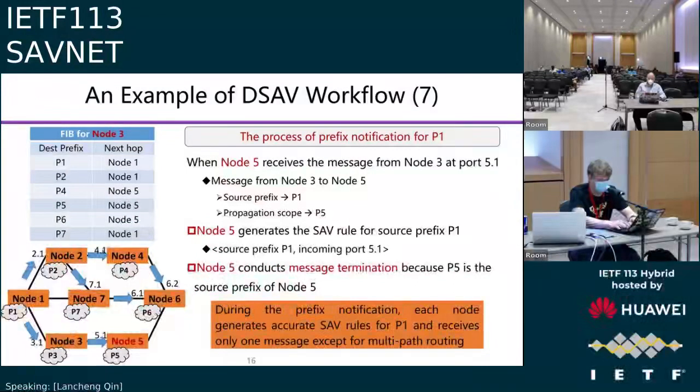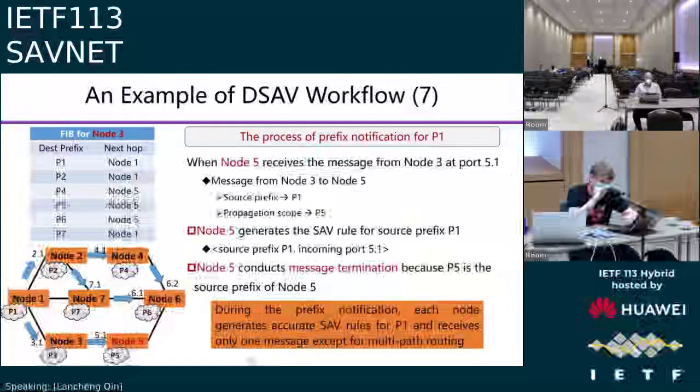When node 5 receives the message from node 3, it generates the save rule and then conducts message termination because the propagation scope only contains P5 and P5 is the source prefix of node 5. At this point, the whole process of prefix notification for P1 is over. During the prefix notification process, each node generates accurate save rules for P1 and receives only one message, except for multipath routing.